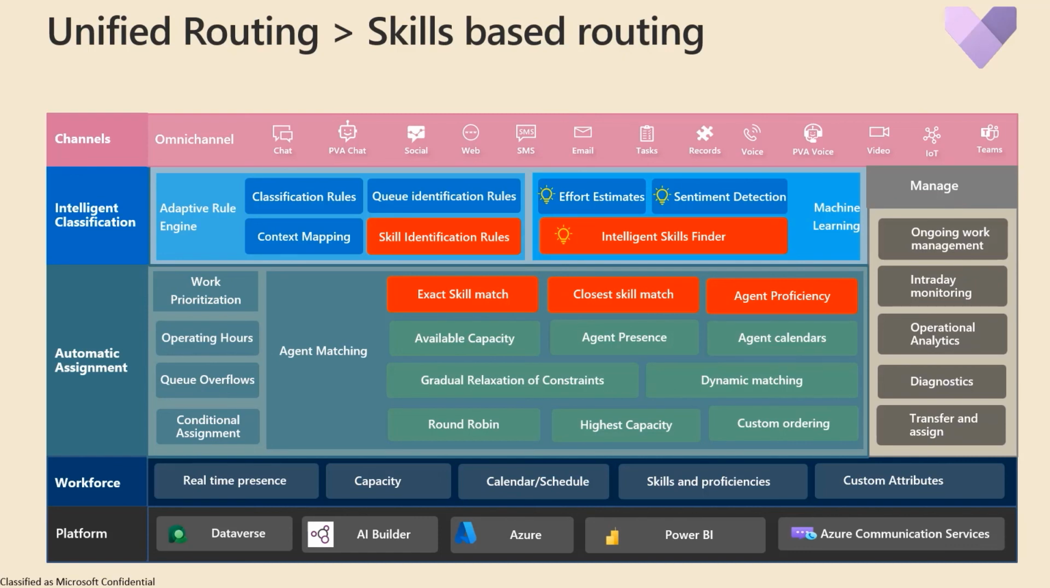You can go ahead and perform assignment based on exact match of skills. You can find the agent with maximum number of skill matches. You can sort them by their own respective proficiencies. You can perform all these skills related operations in your organizations, but you can perform them in tandem with other capabilities. You can use queues and skills in tandem. You can use skills along with presence, capacity, schedule, calendar, and other agent attributes.